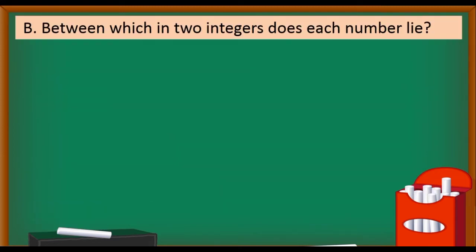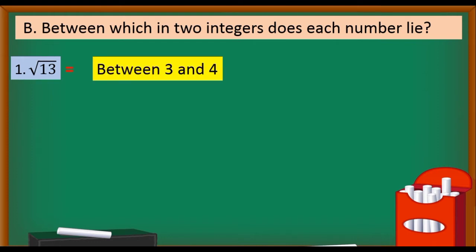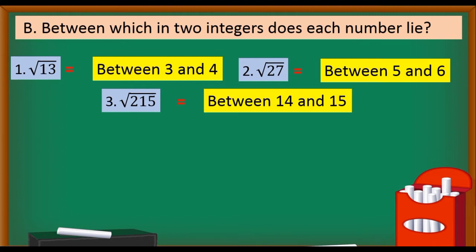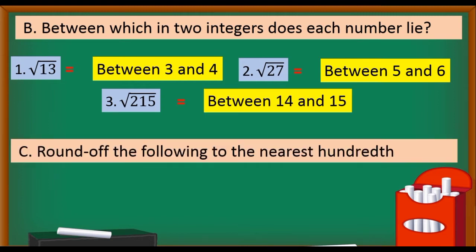Next, between which two integers does each number lie? So, square root of 13. Naalala nyo pa ba? Anong number ang nakapagitan kay square root of 13? That is between 3 and 4. How about square root of 27? That is between 5 and 6. Paano yung square root of 215? That is between 14 and 15.